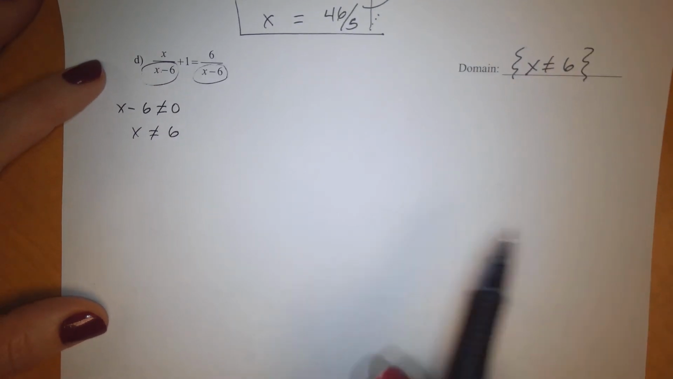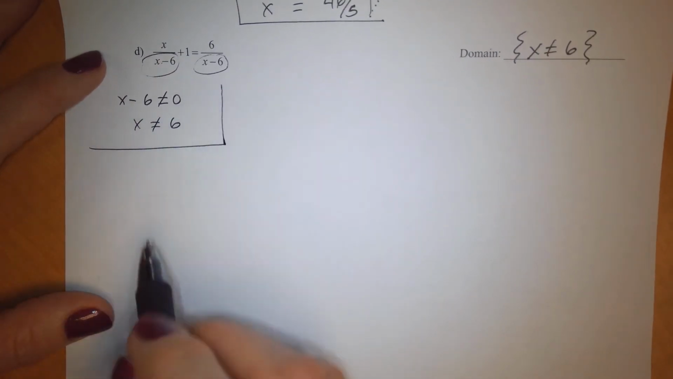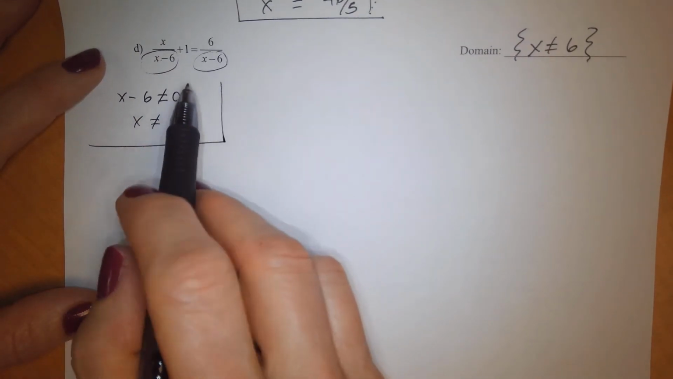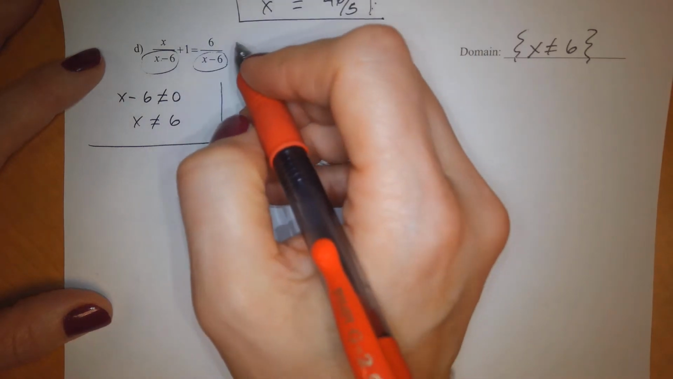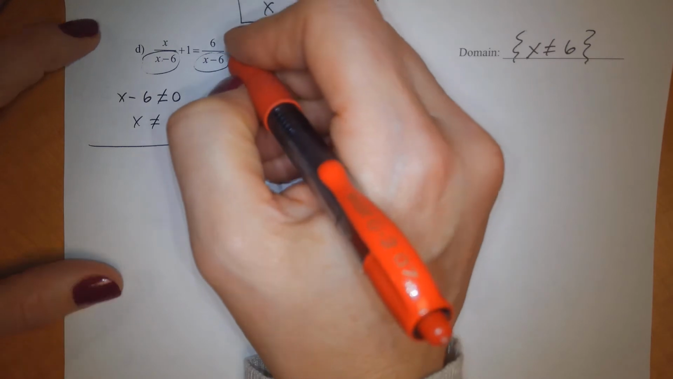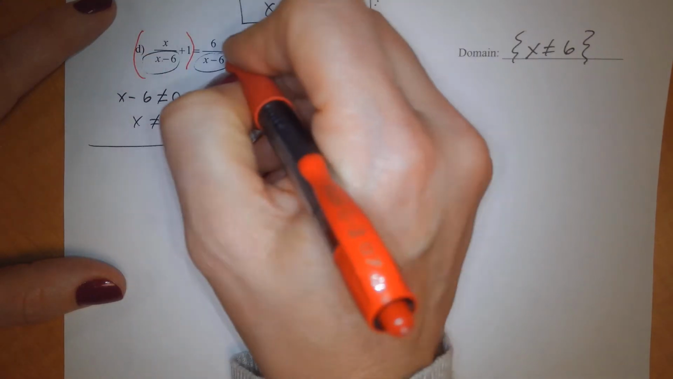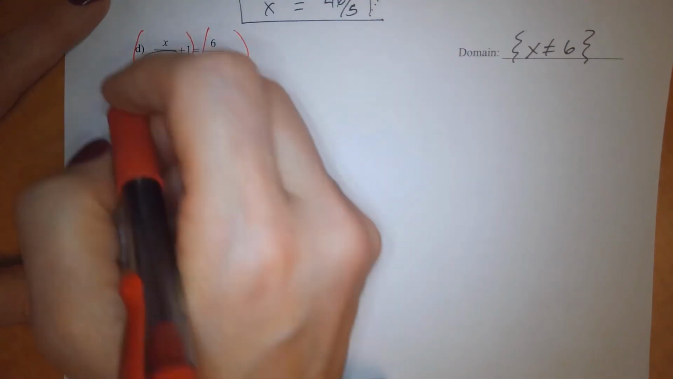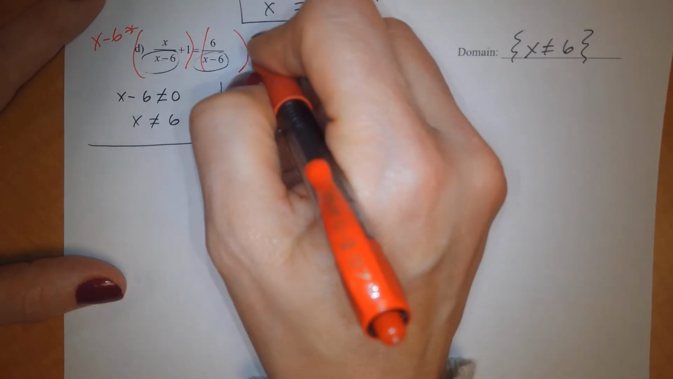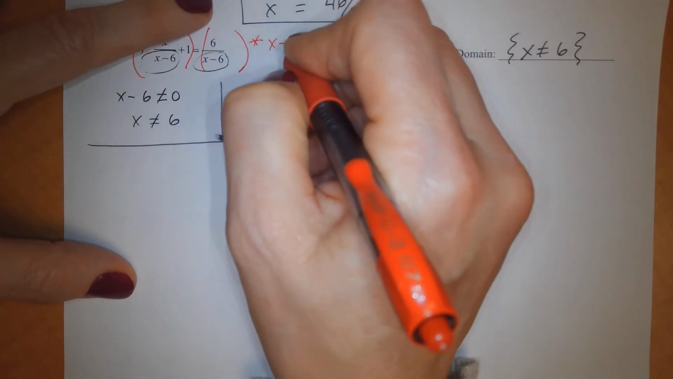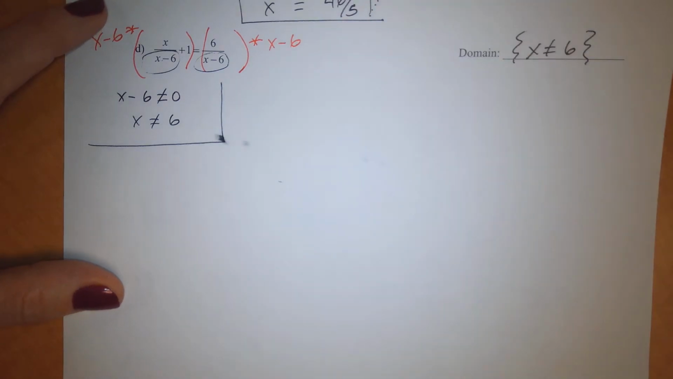Okay, so now I'm going to solve this. That was for the domain. Now I'm going to solve this. The first thing, like I said with the last question, what you should do is always get rid of the denominator. So I'm going to multiply both sides by that denominator. So I'm going to multiply this side by x minus 6. I'm going to multiply this side by x minus 6.